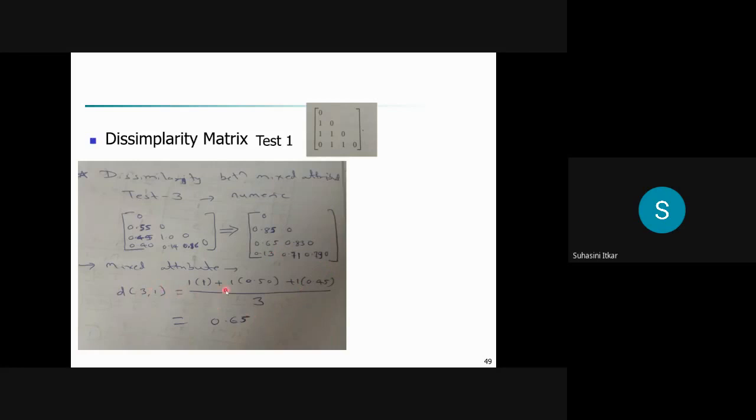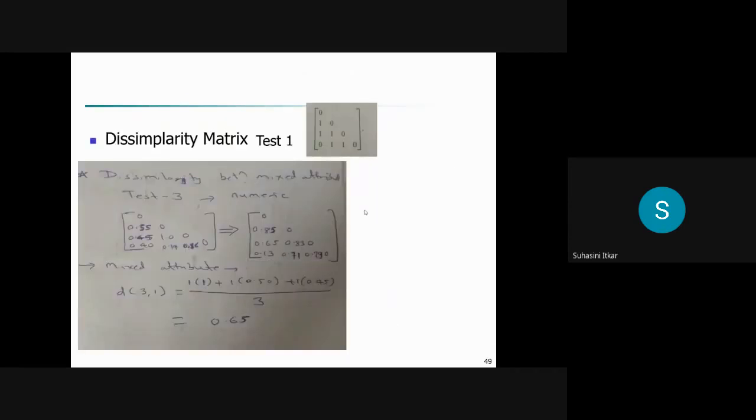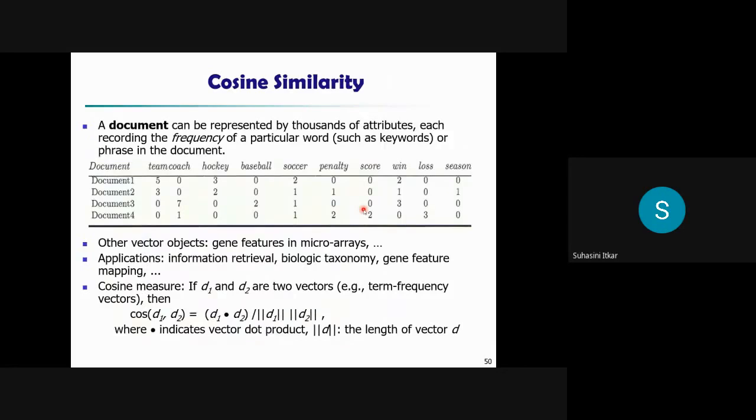But what we are expected to do in the mixed attribute calculation is take the output from the respective tables, multiply it by 1 and divide by the number of attributes, and we get the value for the mixed attribute. So this is about the distance measure calculation for the mixed type of attribute. This is the conclusion of what we have discussed.